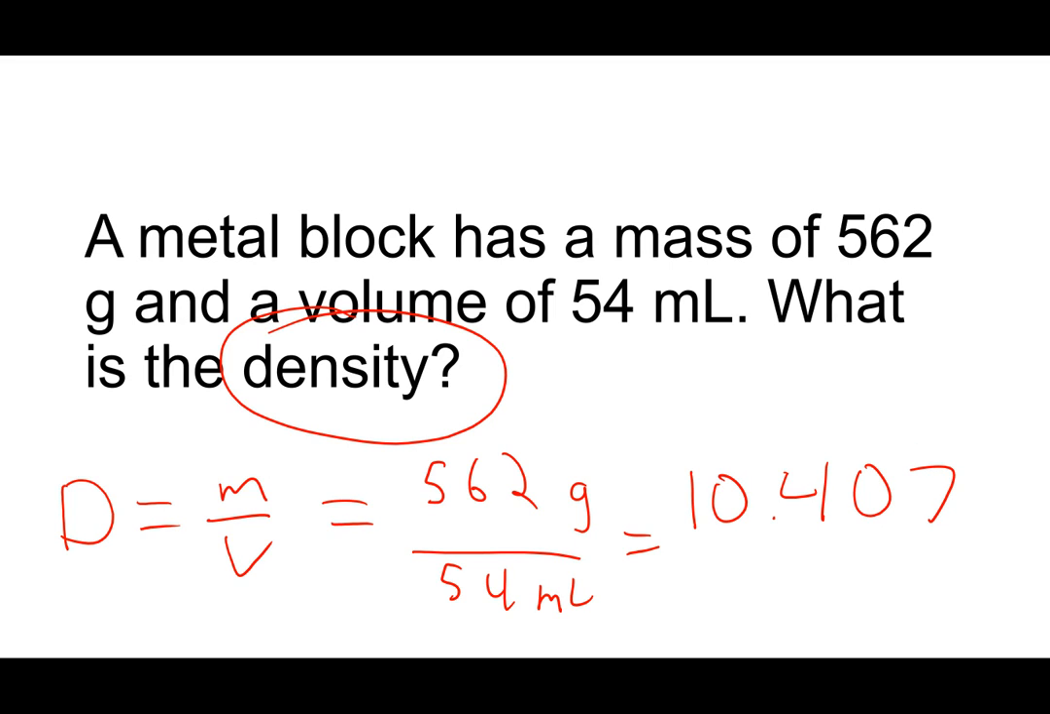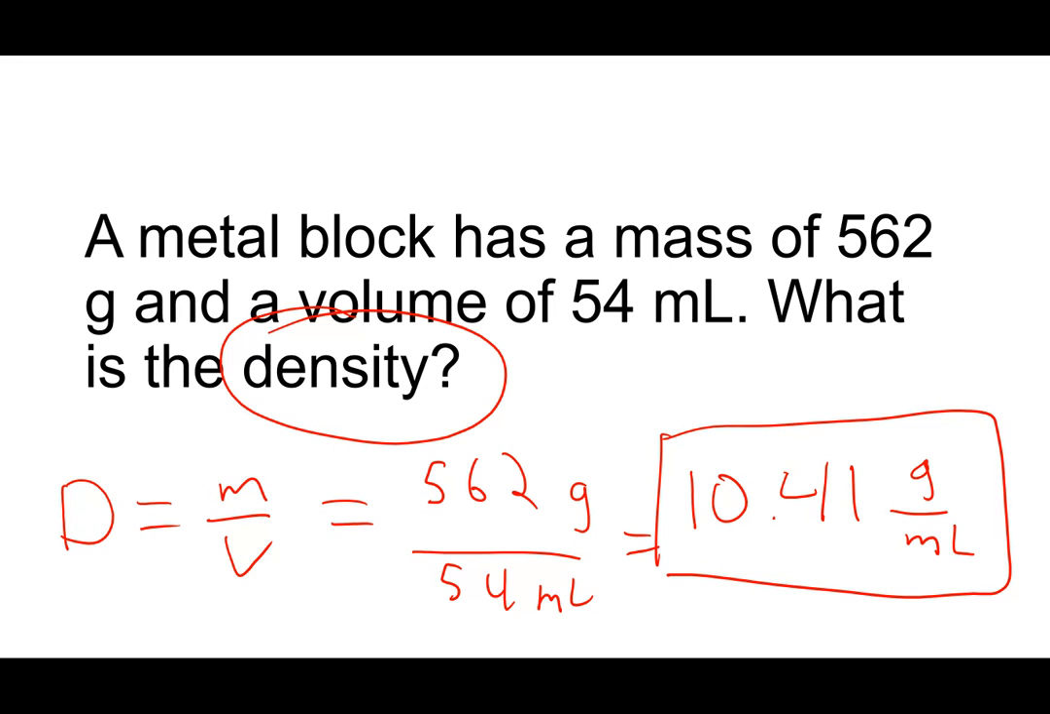10.407, and I want to round to 2 decimal places. So I'm going to round up to 41, and my unit will be grams per milliliter, because these units do not cancel out. I divided mass by volume to give me a density of 10.41 grams per milliliter for this metal block. That pretty much makes sense because it's a heavy density. The density of water, just so you know, is defined as 1 gram per milliliter.